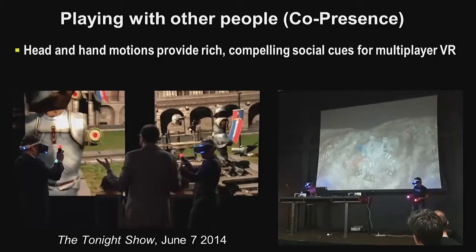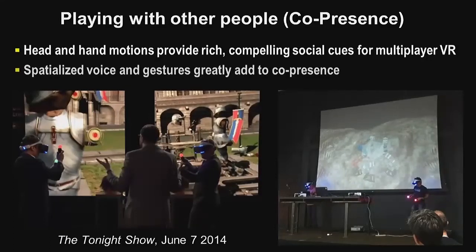First of all, the hands and the head provide a very rich feeling. When people are there, you can really get a strong impression that there's another human on the other end of it. The Toybox experience from Oculus is one of the classic ones that helped with this. Another thing we learned really early on is that having spatialized voice and some extra gestures really adds to this kind of co-presence. Same thing that I think a lot of people experienced when they tried the Toybox from Oculus.